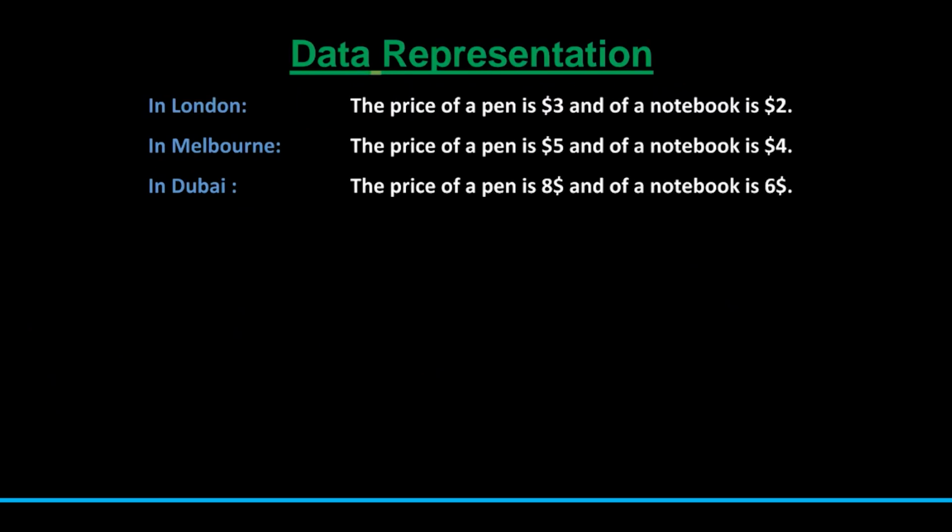Let's say I have the matrix. We could have picked to do something like this: maybe this is the pen column and this is the notebook column, and maybe this is the first row to represent London, the second for Melbourne, and the third for Dubai. You could have done something like this. Pen in London was $3 and notebook in London is $2. Pen in Melbourne is 5 and of notebook is $4. Similarly, pen is 8 and of notebook is $6 in Dubai.